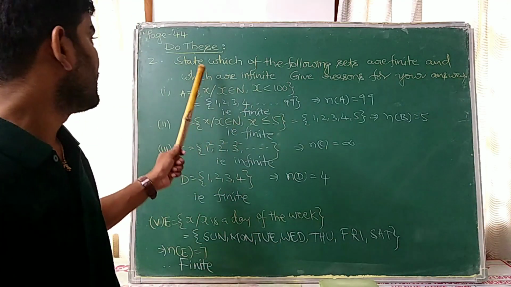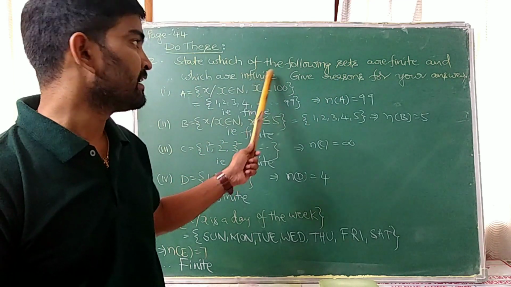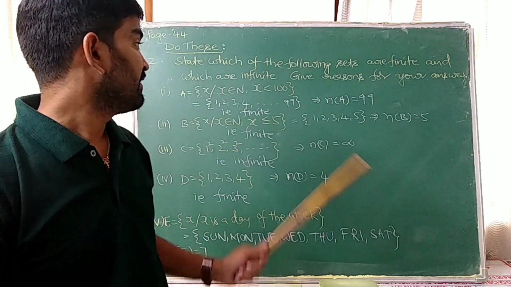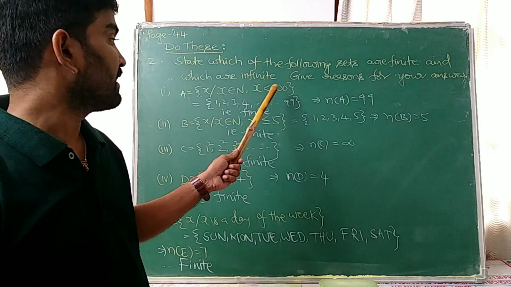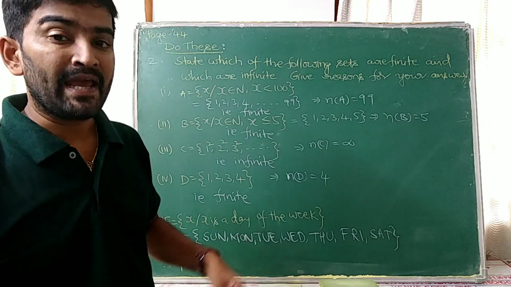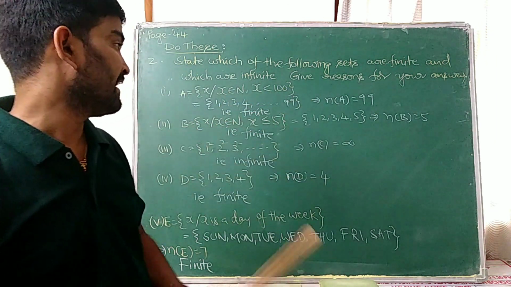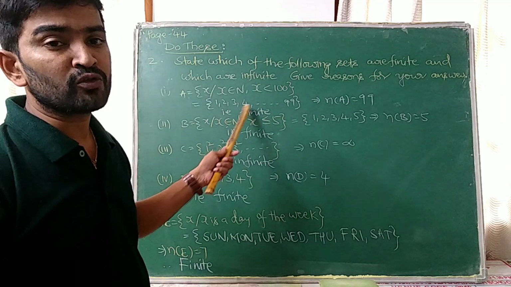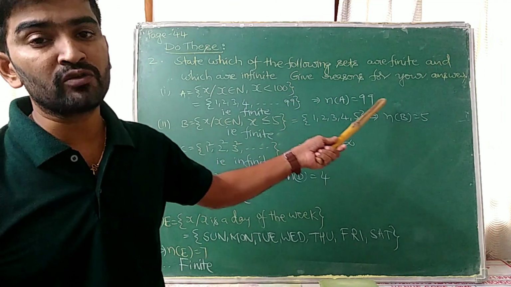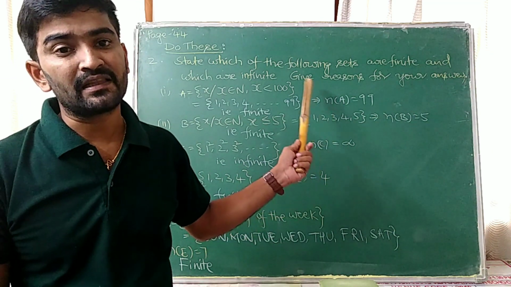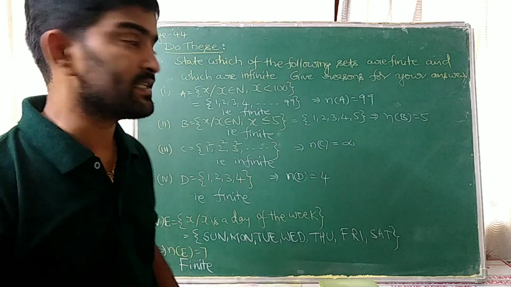The second question: state which of the following sets are finite and which are infinite. Give reasons for your answer. First question here, A is x such that x belongs to N and x is less than 100. x is a natural number and x is less than 100. Then in that we will write 1, 2, 3, and so on up to 99. That means n(A) is equal to 99. That is, the number of elements in the set A is countable. So it is a finite set.